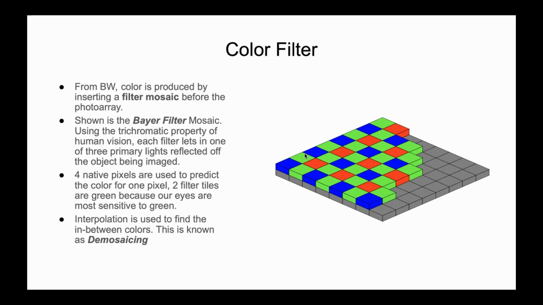Technically, physically, I think it should be the other way around, because we are actually not so sensitive to blue light. I feel there should be more of that. But anyway, this is how it's done. This is how it's created, and this is called the Bayer filter mosaic.